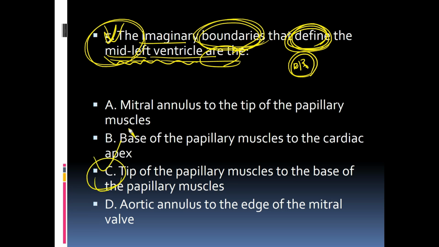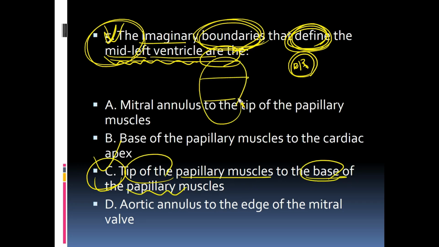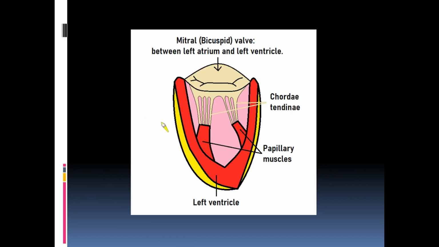The correct answer is C. The area from the tip of the papillary muscle to the base of the papillary muscle is defined as the middle segment of the left ventricle. Let's review this while watching the related video. As you can see in the video, this part is the tip of the papillary muscle. And this part is where the papillary muscle begins. So, if you draw it out, you can separate the area with the tip in the middle and the starting point and consider this section as the mid part.